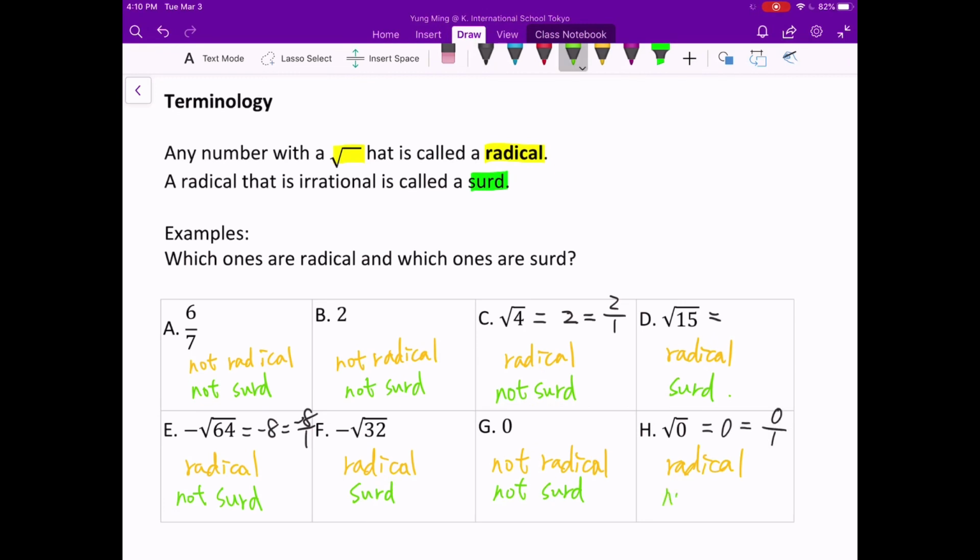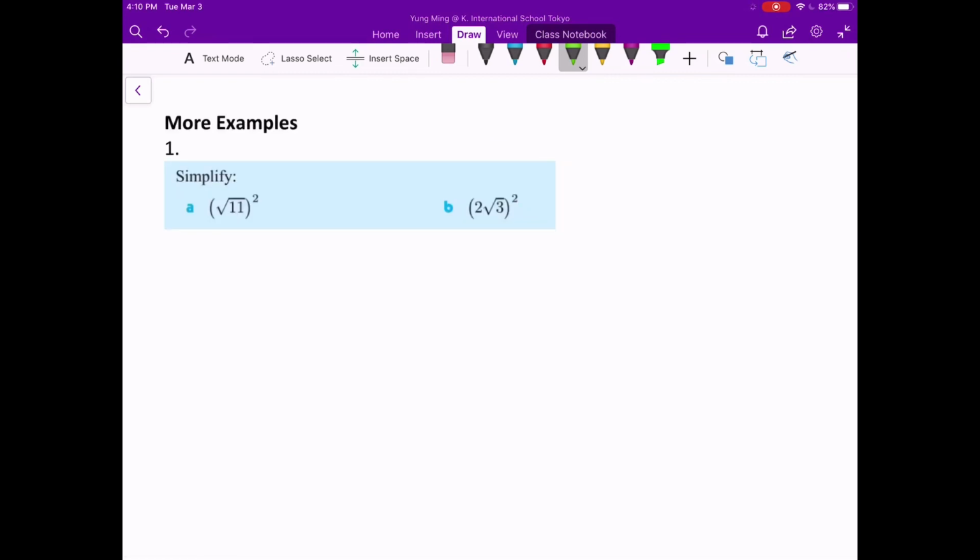Okay, then in that case, that means you're not a surd. Okay, we have some more examples over here. Take a look at these 2 questions. Pause the video if you want. Whenever you're ready, we will get going.